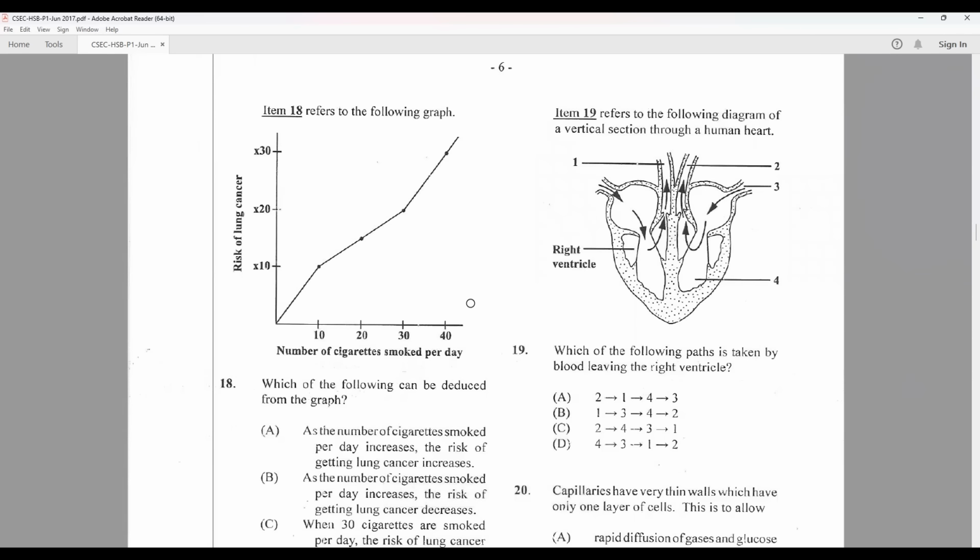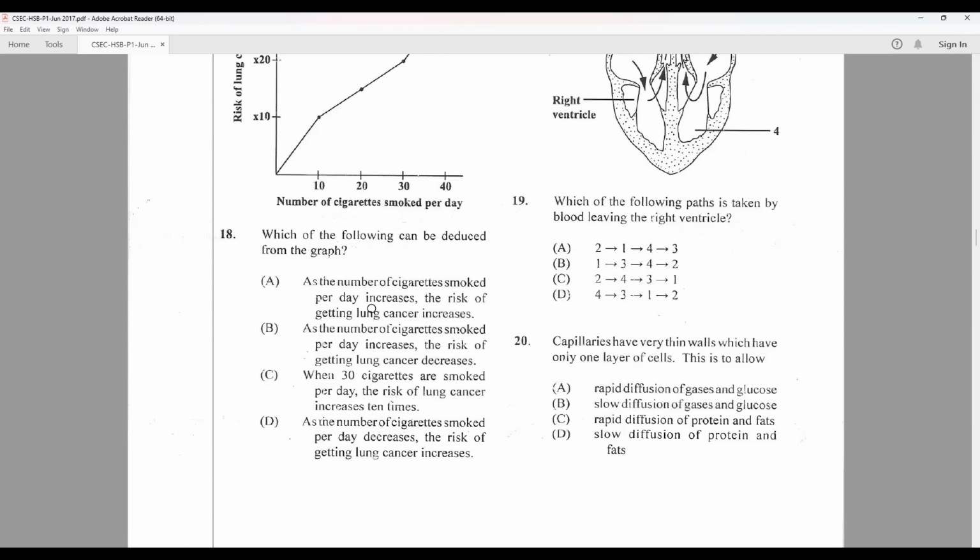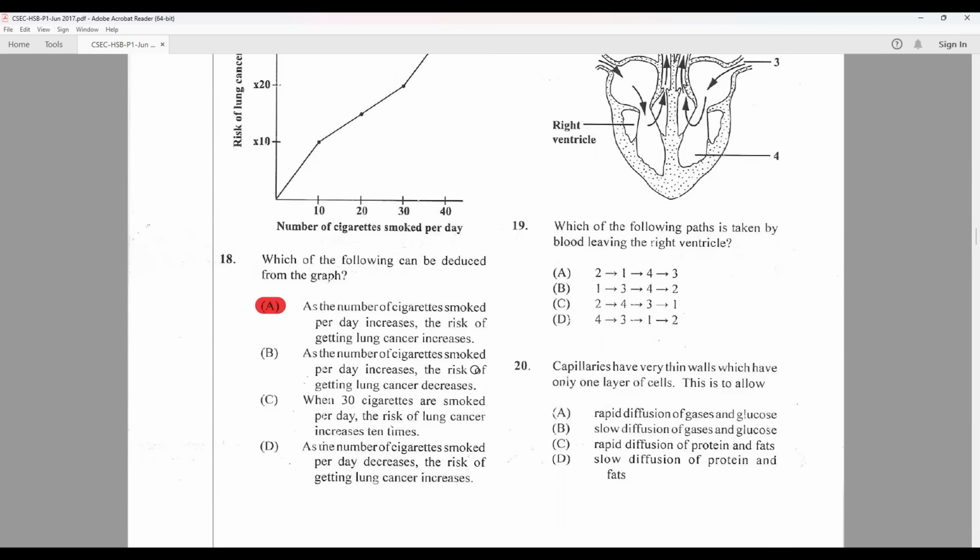Item 18 refers to the following graph. Which of the following can be deduced from the graph? The graph shows the number of cigarettes smoked per day on the x-axis and the risk of lung cancer on the y-axis, and we have a nearly straight line increasing. You would take your time and read the entire response, but we would tell you that the answer is A. As the number of cigarettes smoked per day increases, the risk of getting lung cancer increases.